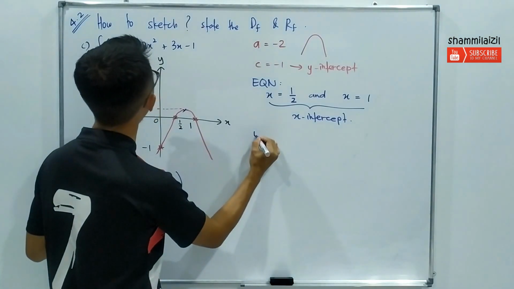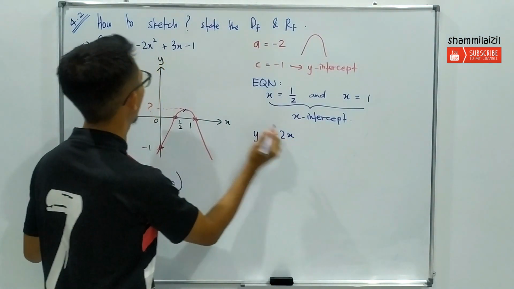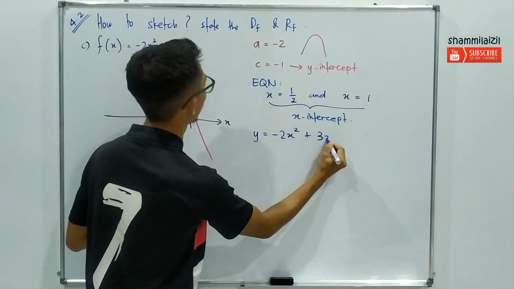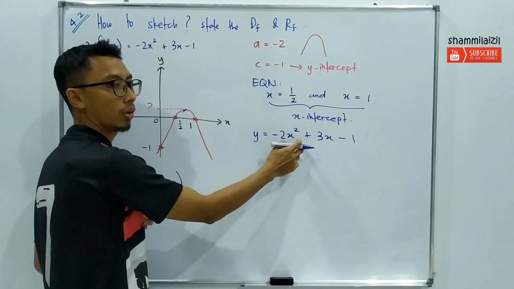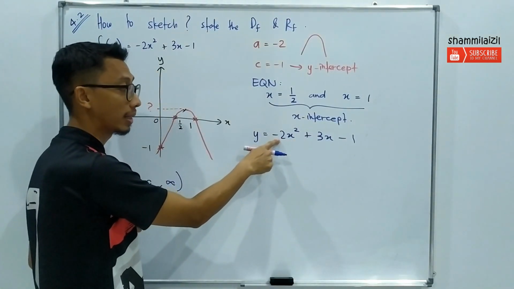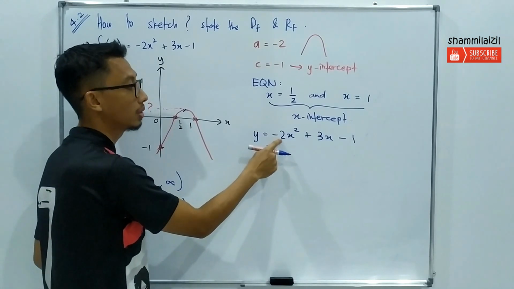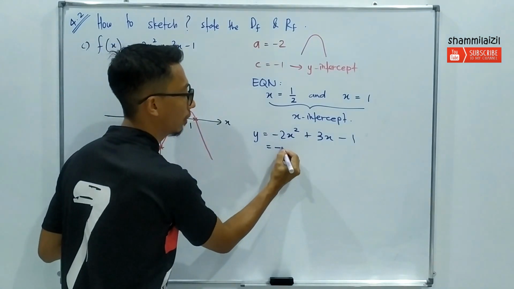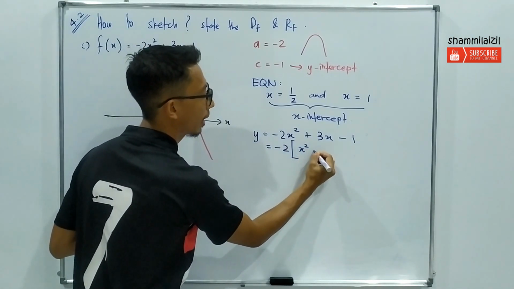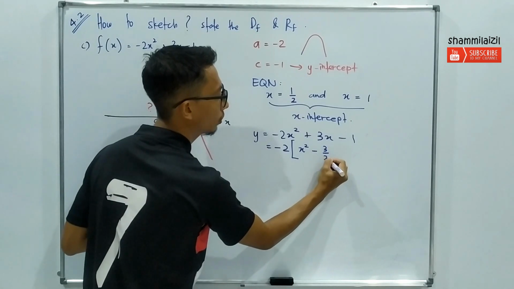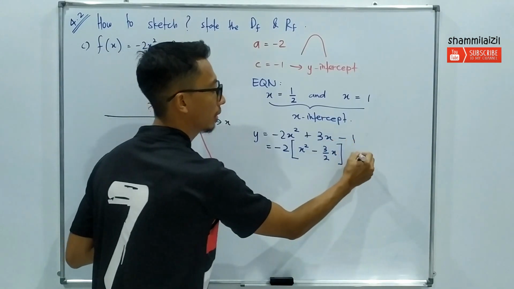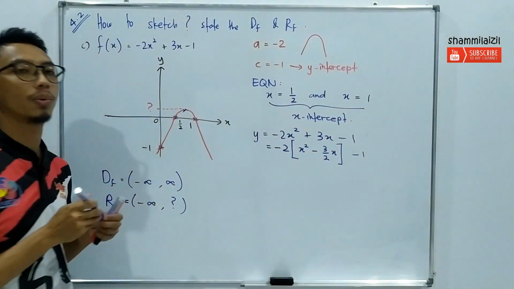So now we have y equals to minus 2x squared plus 3x minus 1. I change f(x) to y to make it easier. Guys, we need to do the completing the square for this one. To do completing the square, you need to make sure that this one is 1, not the other number, positive 1. So since this one is minus 2, therefore we need to factorize it. Minus 2 bracket x squared minus 3 over 2x, and then close the bracket, minus 1 here, leave it as minus 1.